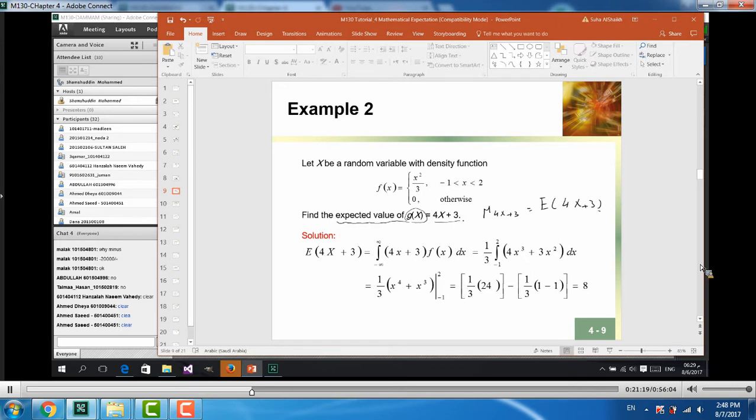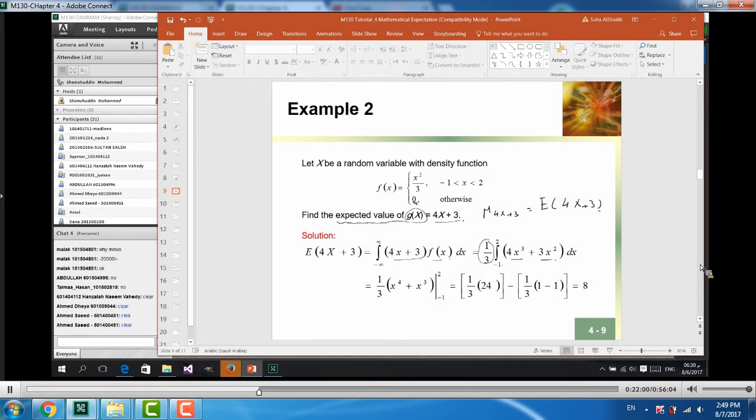The symbols are important. Okay, the expectation of that one is the integration from minus infinity to infinity of the function 4x plus 3 multiplied with f(x). Of course, the integration does not need to be from minus infinity to infinity. It's fine to shrink that from minus 1 to 2 because it is 0 otherwise, right? So we change it to integration from minus 1 to 2. The function is x squared over 3. The 1 over 3, I took outside as a third. Multiply x squared by 4x plus 3 that you have. It's going to be 4x cubed plus 3x squared dx.